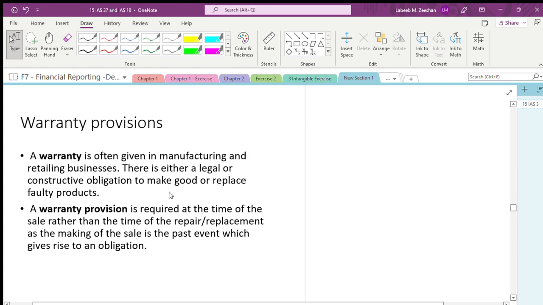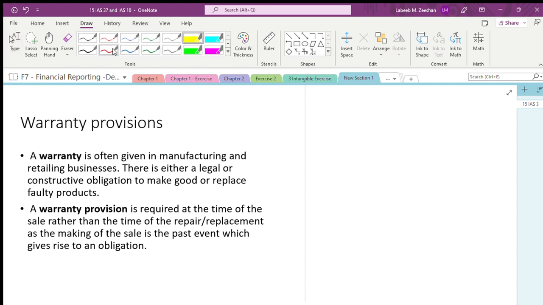Warranty provision is often given in manufacturing. See, warranty, as simple as the smartphones, cars. You are talking about the cars, it is warranty. You are talking about the smartphones, it is the warranty. You are talking about the laptops, it is the warranty. Now, see, if you are selling 100 laptops.